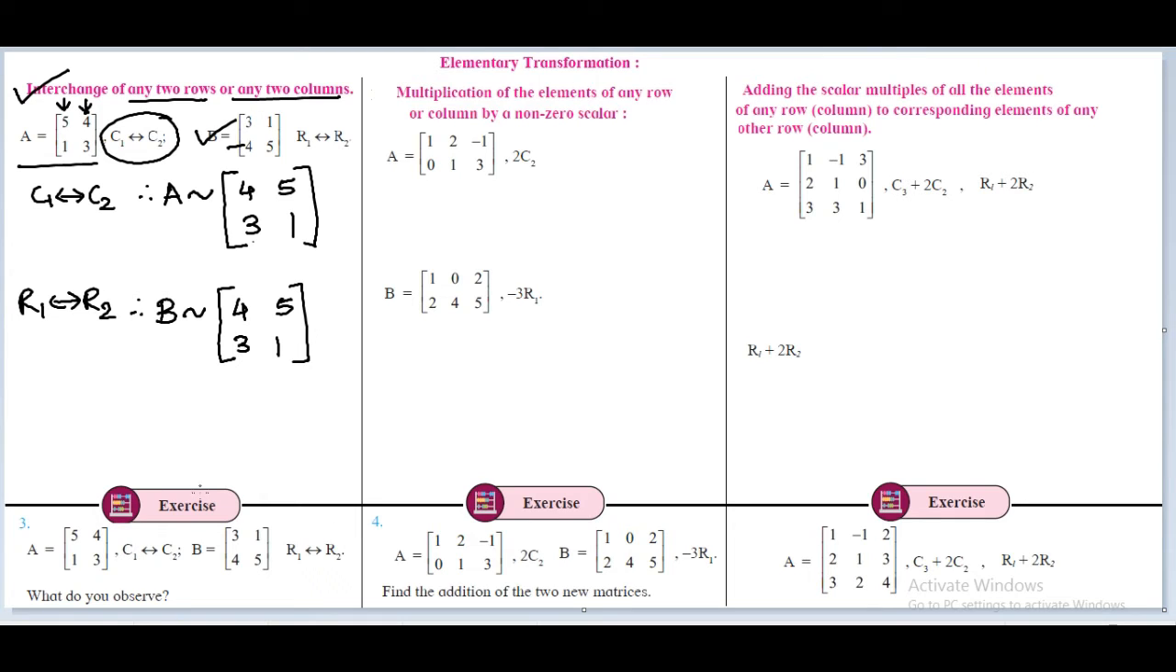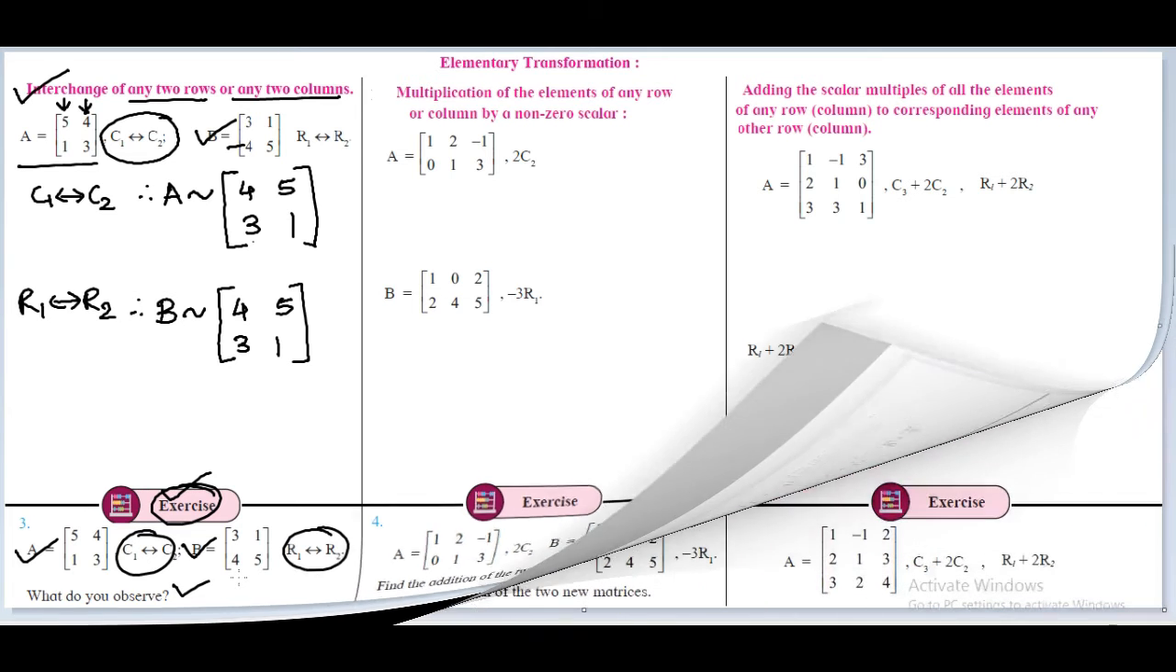Now next thing, we have a question from the exercise, that is the first exercise, where we are given a matrix A, we are given the matrix B, and we have to do the operation. This operation I have done for you above. Now you have to answer this question, what do you observe? That is the homework for you.